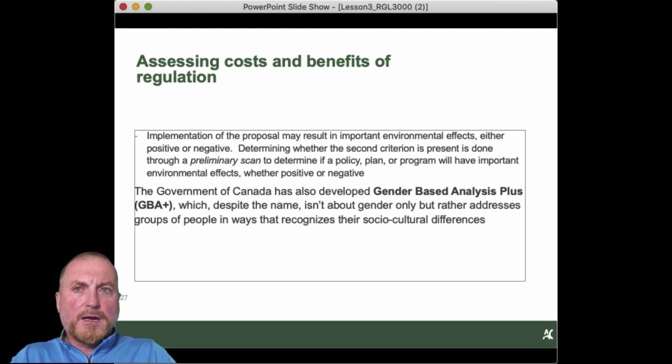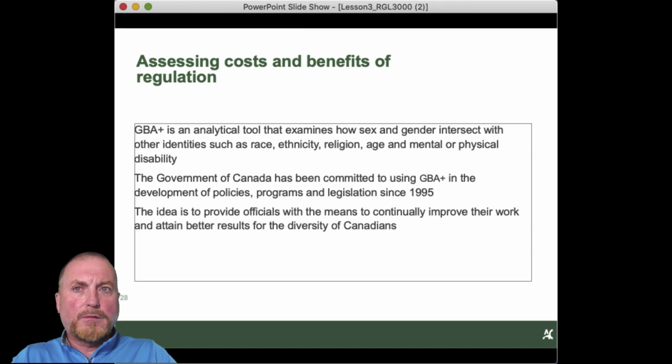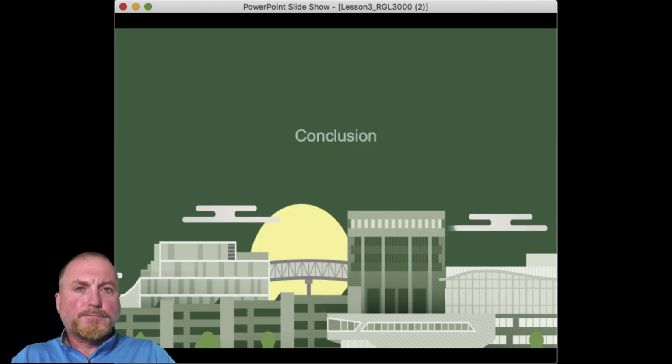So read these slides and understand what's going on. We also have something called Gender-Based Analysis Plus, which is more than just gender, despite its name. But it looks at other socio-cultural differences, and that has to be applied as well to regulations. So while we're doing a RIAS, we can't forget the SEA and the GBA Plus, which also become factors in the regulatory environment when we're dealing with the federal government. All right? So on that score, I'll leave it. Go through the slides carefully.